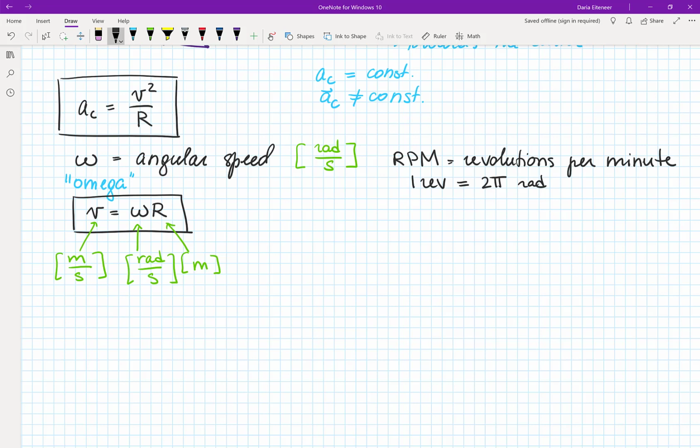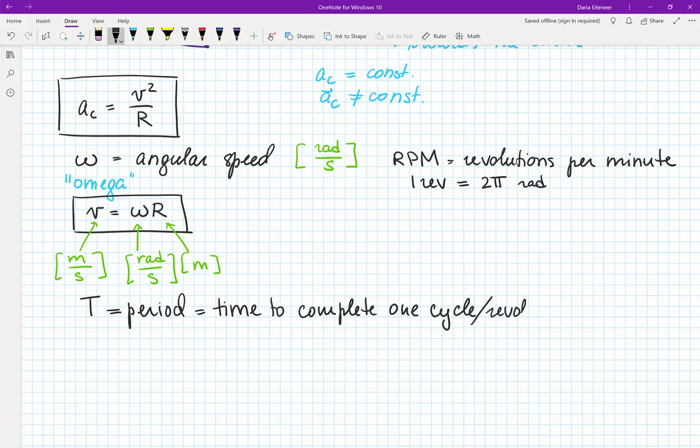Another quantity that comes in handy is capital T, which stands for period. So period is defined as time to complete one cycle. So this is a general definition, time to complete one cycle. So every time that something happens over time, every time that one cycle repeats, that's what we call period. Okay, so in this case, we can also say time to complete one revolution.